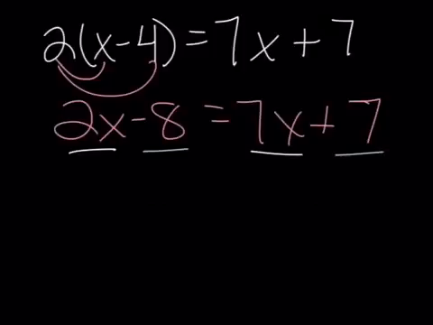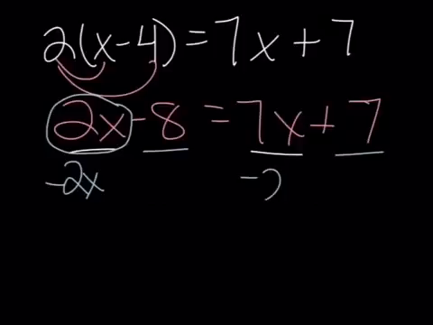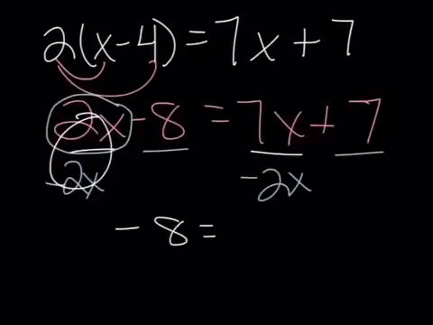So now we have a variable on both sides, and we have a number value on both sides. Our goal is to get the variable on one side and a number on the other side of the equal sign. If I want to get rid of this 2x, right now it's positive, so to get rid of it, I would subtract 2x. I also need to do that on the other side of the equation. So on the left-hand side, I get 0, and I'm left with negative 8 equals, then I have 7x minus 2x. That's going to give me 5x plus 7.